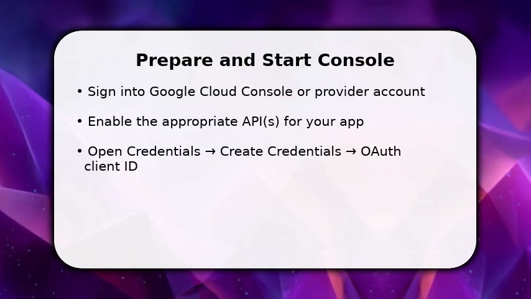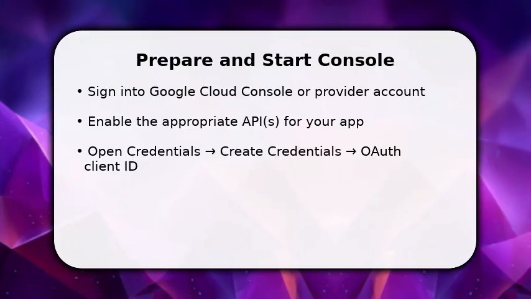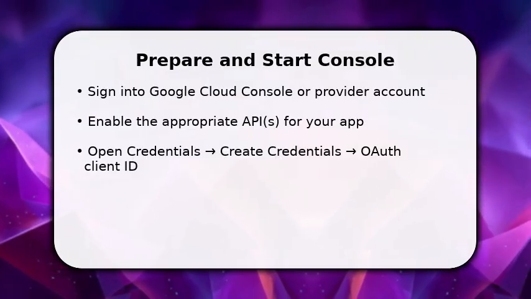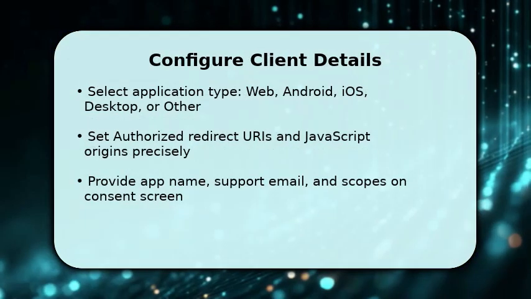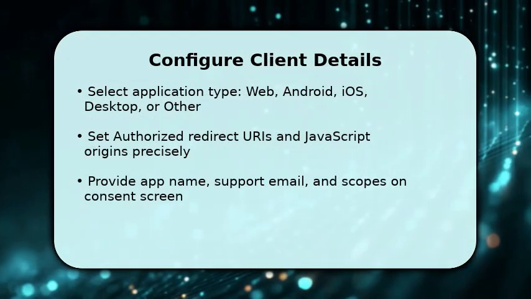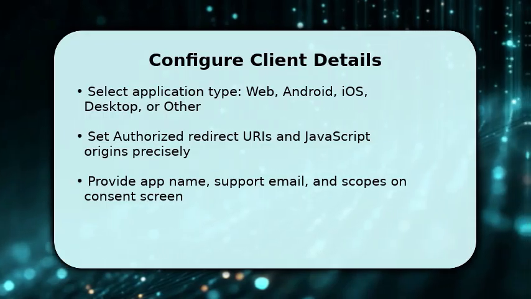You're now in the client creation flow where you pick application type and supply identifiers. These choices determine redirect behavior and token handling, so choose carefully. Now you configure the client. Pick the application type that matches your architecture because it changes the redirect and secret model.